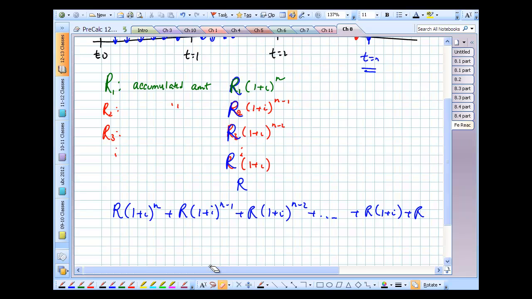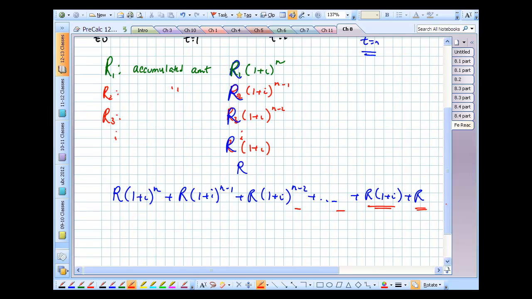Anyone kind of see what type of sequence this is? Think back to good old grade 11 stuff. See how I start with R over here on the right, and then I'm multiplying by a 1 plus i, and keep doing that and doing that and doing that. Since it's multiplicative, this is a geometric, and because it's adding them all together, it's a geometric series.